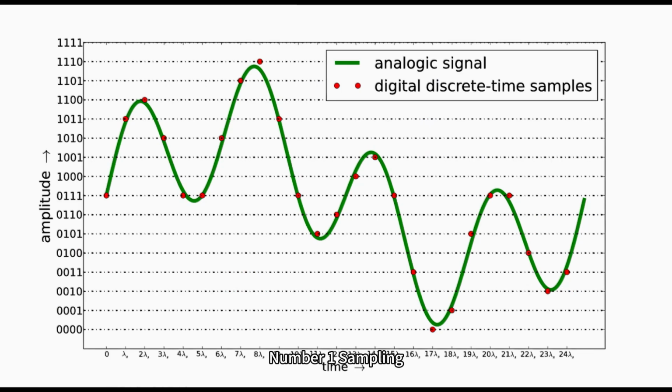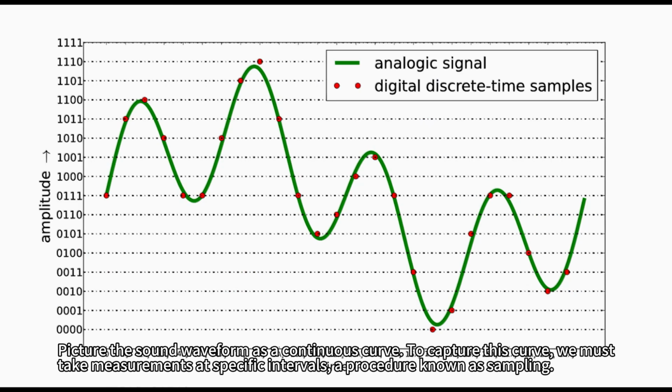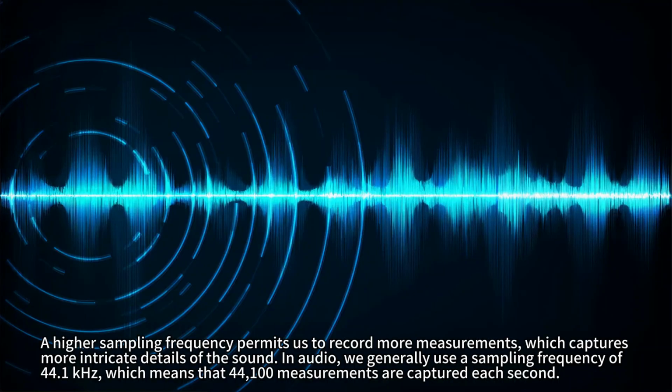Number 1. Sampling. Picture the sound waveform as a continuous curve. To capture this curve, we must take measurements at specific intervals, a procedure known as sampling. A higher sampling frequency permits us to record more measurements, which captures more intricate details of the sound.